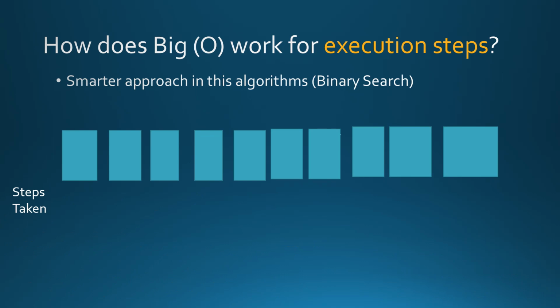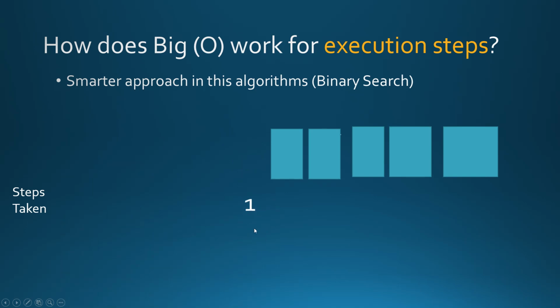So first we're going to find the middle one. We have taken 1 step here just to get the middle. In our case it would be 5, which is at index 4 here. It's like 2, 4, 6, 8, 10, and we want to find the middle. So the middle here is 5, and this one took 1 step.